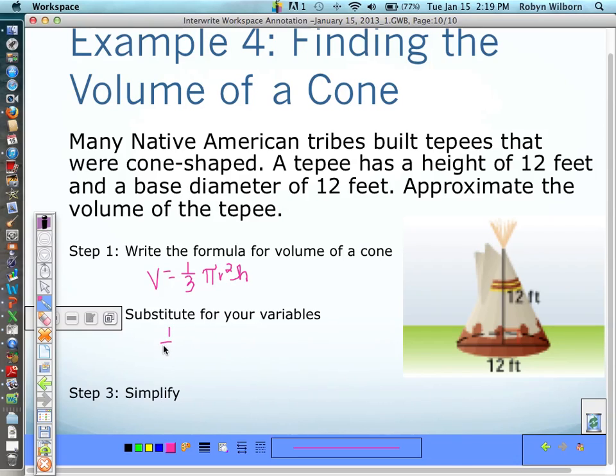So I have 1/3. For pi, I'm going to use 3.14. My radius is from here out. Since this is showing my diameter, which is 12, the radius is half of the diameter, which is 6. So my radius is 6. I need to remember to square that. And the height of my teepee is 12. Now I need to go through and simplify. Order of operations tells me to do the exponent first. So 6 squared is 36. I can bring everything else down here.